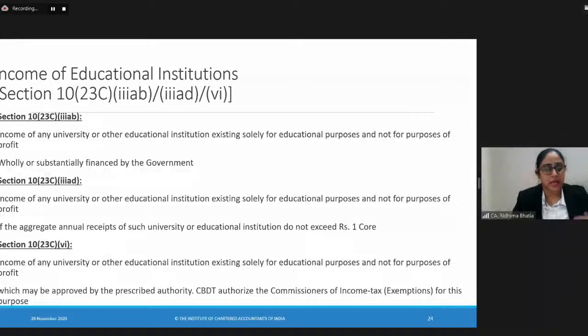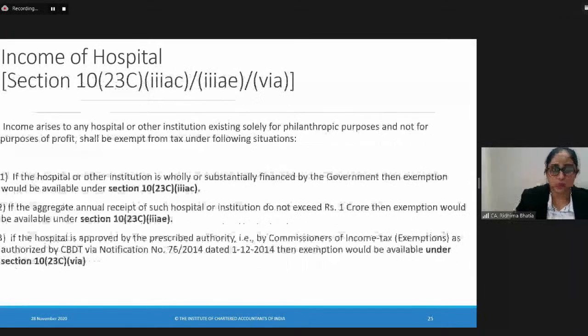In that case, I have one approach to get myself approved under subclause 6 by giving an application to the CIT exemptions, Commissioner of Income Tax exemption, that I'm so and so institution. These are my records and I am solely for education purpose. Kindly exempt all my income. I am doing good for the society. Please exempt my income. So if they give me approval, then under clause 6, my exemption would be applicable. My income would be exempt. Clear?